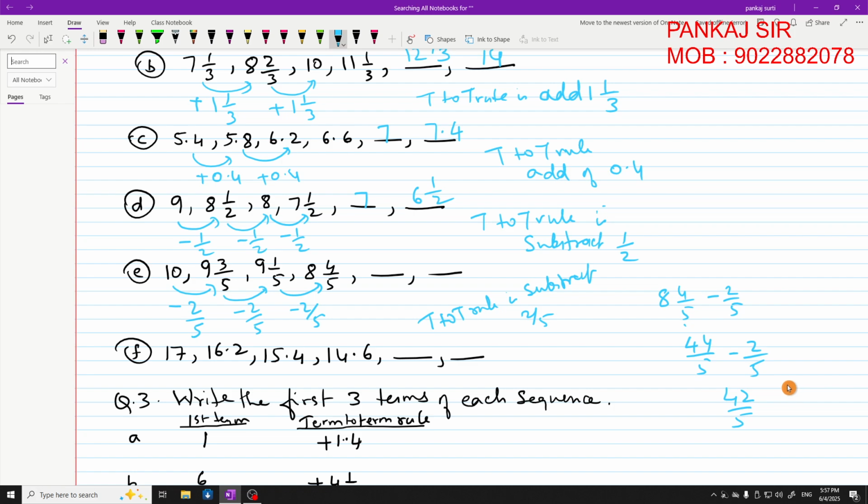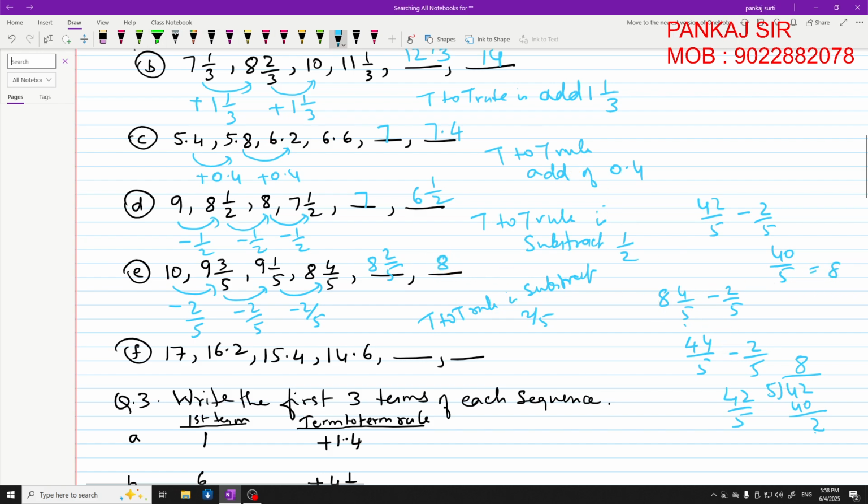So 42 upon 5 can be written as 5 into 8, 40. Remainder will be 2. So it can be written as 8 2 by 5. So this term will be 8 2 by 5, that is 42 upon 5, minus again 2 by 5. So this will be 40 upon 5, and 40 upon 5 is nothing but 8.